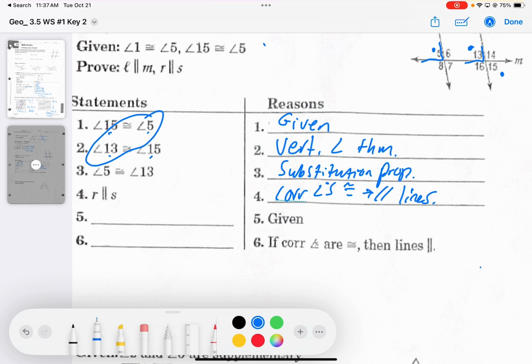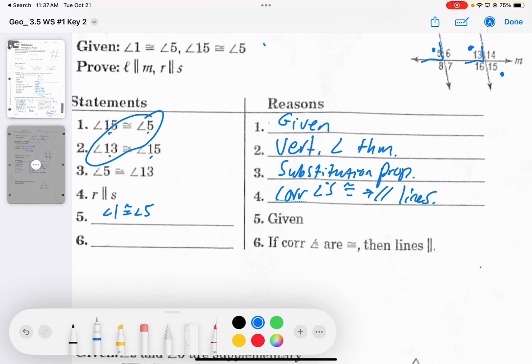Cool. Hey, the reason for the next one is given. Which given didn't I use yet? 1 is congruent to 5. Cool. They pulled a little sneaky on us. They put that given later in the proof like the other one.